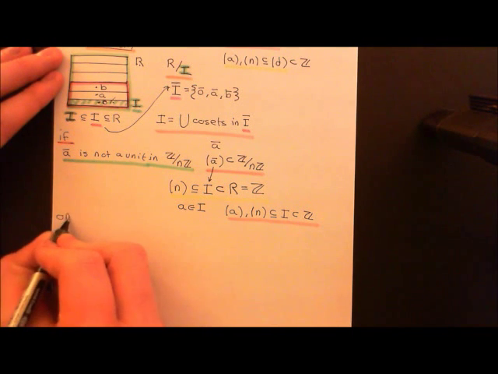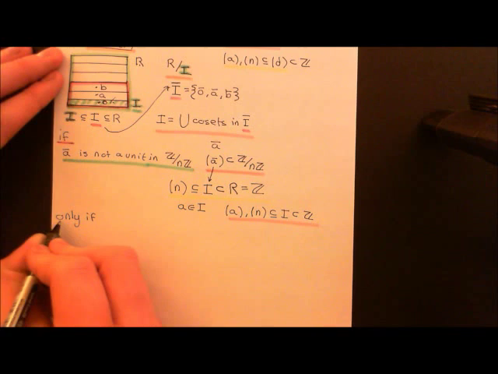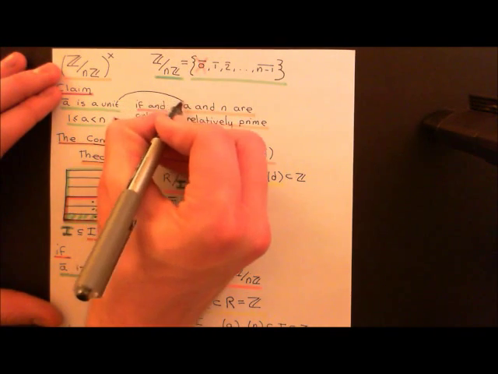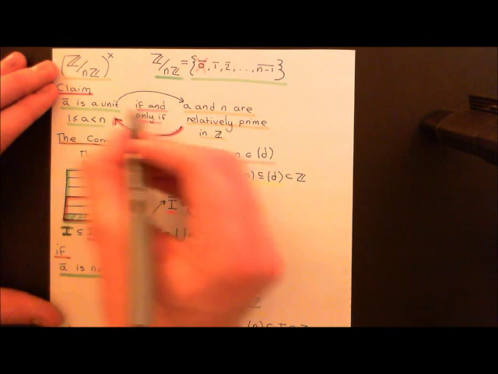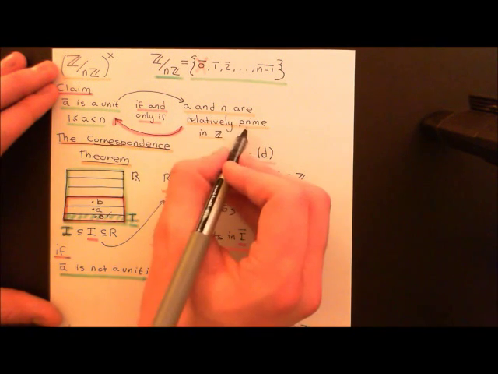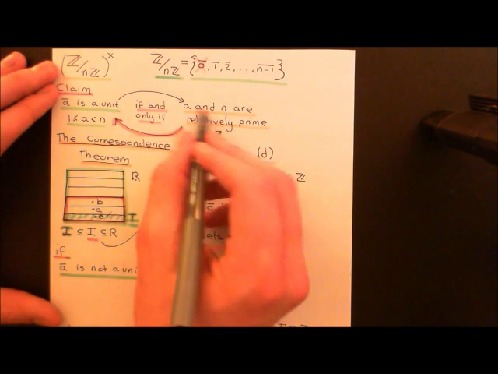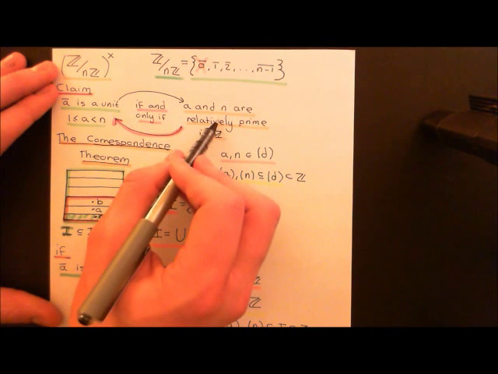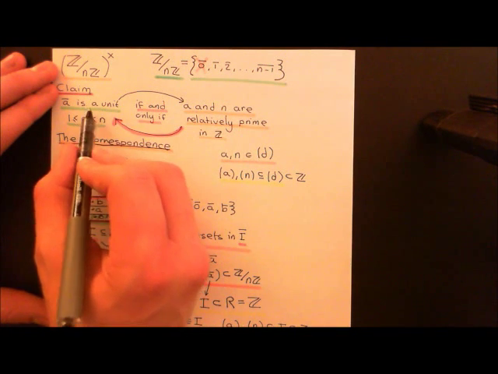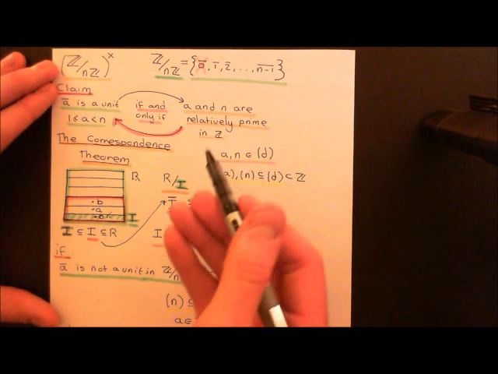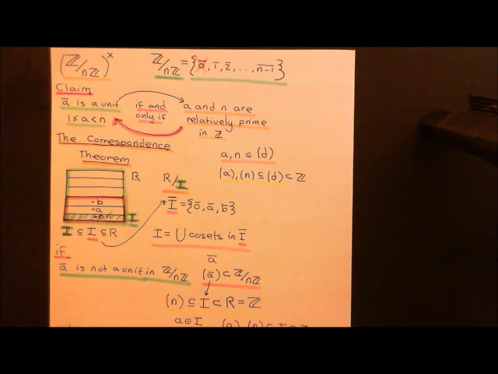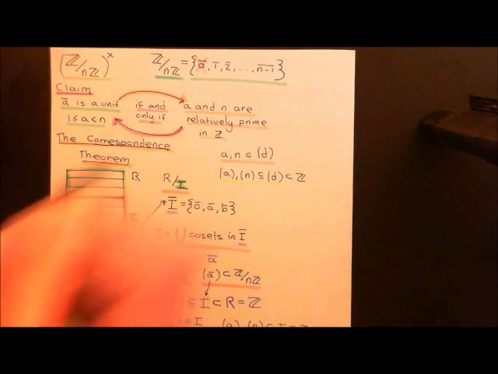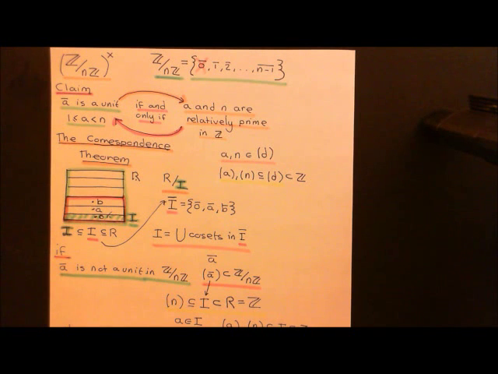Okay, and now comes the other part, the only if portion. To prove only if, what we need to do is prove this direction. We need to prove that if A bar is a unit, it implies A and n are relatively prime in the integers. Because if that's true, then the only way this can be true is if this is true. If this wasn't true, then this couldn't be true, because if this was true, it would imply that this was true, which is a contradiction. So proving the only if corresponds to proving that if A bar is a unit, it implies that A and n are relatively prime in the integers.